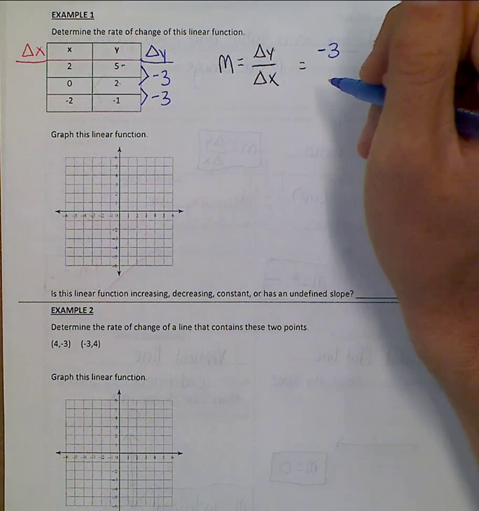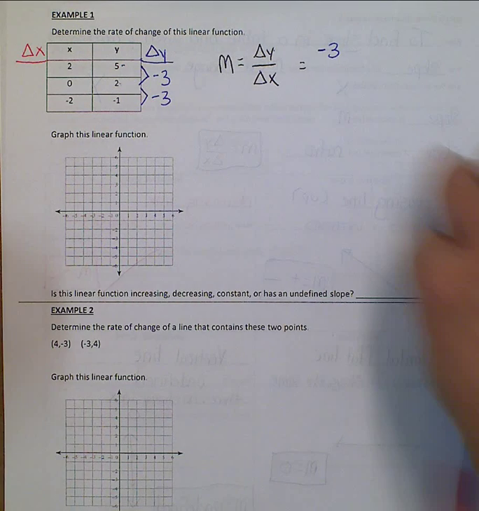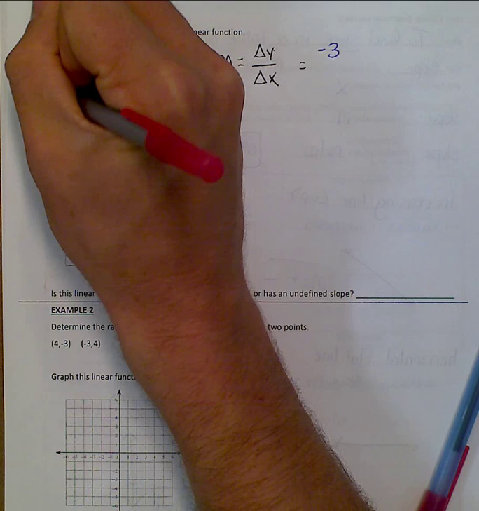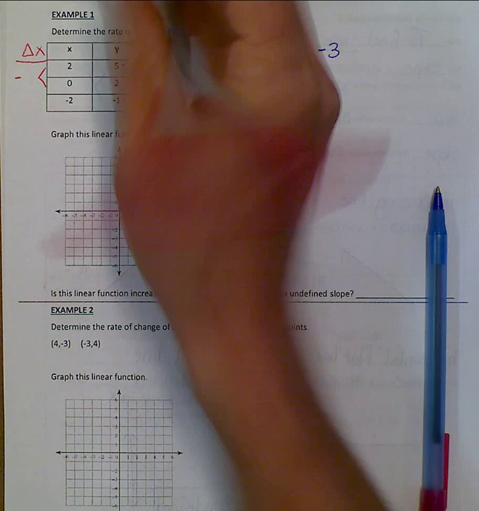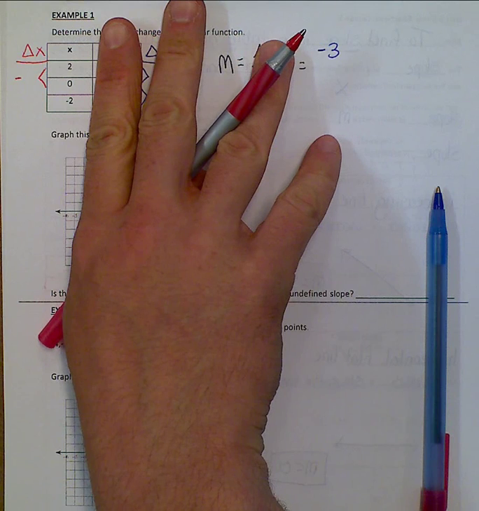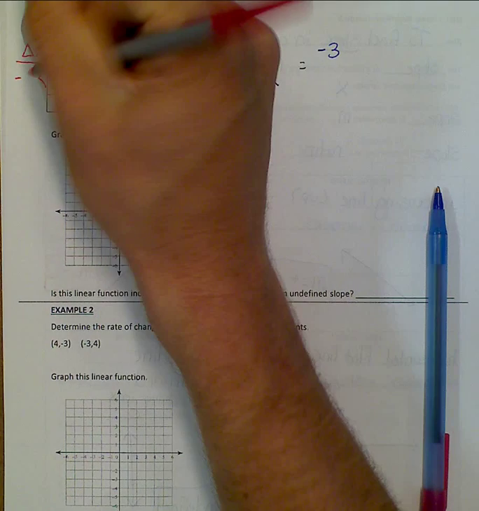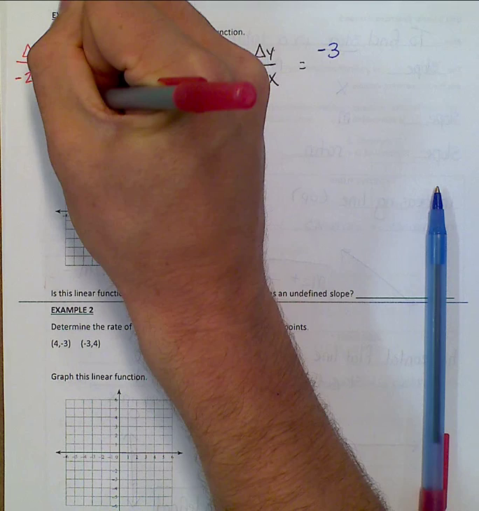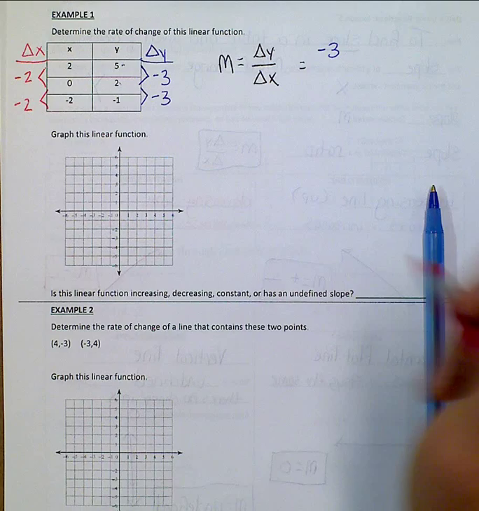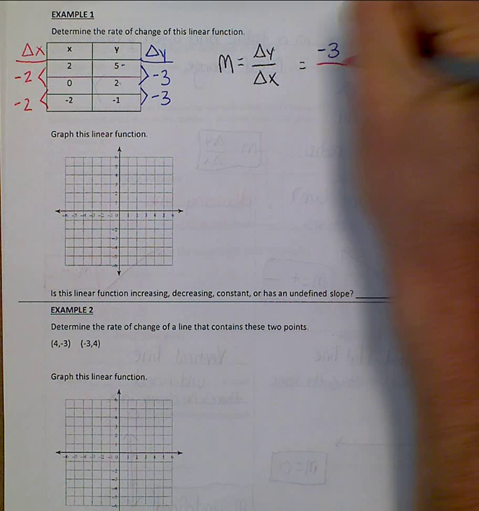Let's find the changes in x. Changes in x are from 2 to 0. Again, it's going down. Now we're looking at the x column. It went down how many? Down 2. Next side, 0 to negative 2. It went down 2. My change in x is negative 2.